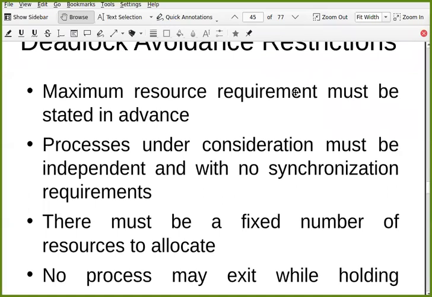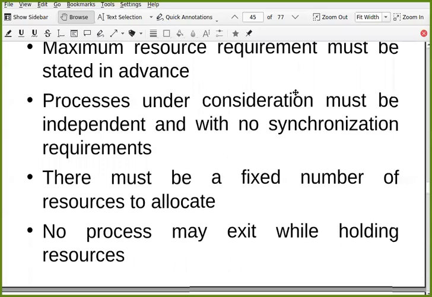Processes under consideration must be independent and with no synchronization requirement. So when you have these processes for which you are trying to find out whether there can be a potential deadlock or not, you need to make sure that they are independent and there is no synchronization requirement between them. It means no process should be waiting on another process to do something. That kind of synchronization should not be there. So that is another restriction.